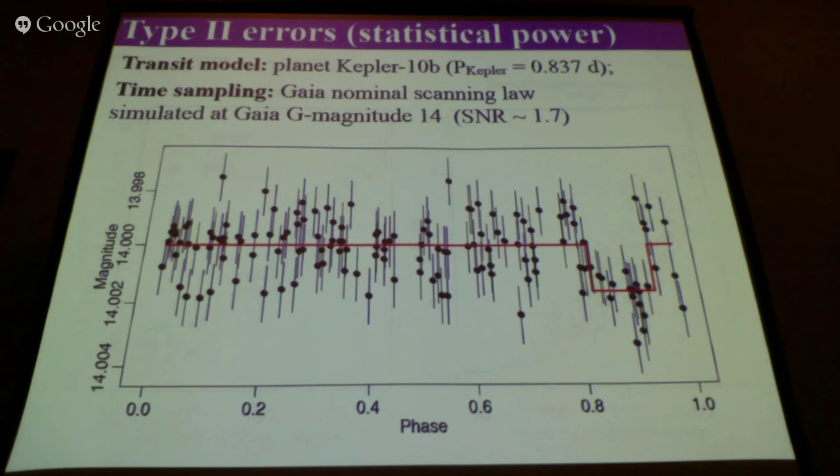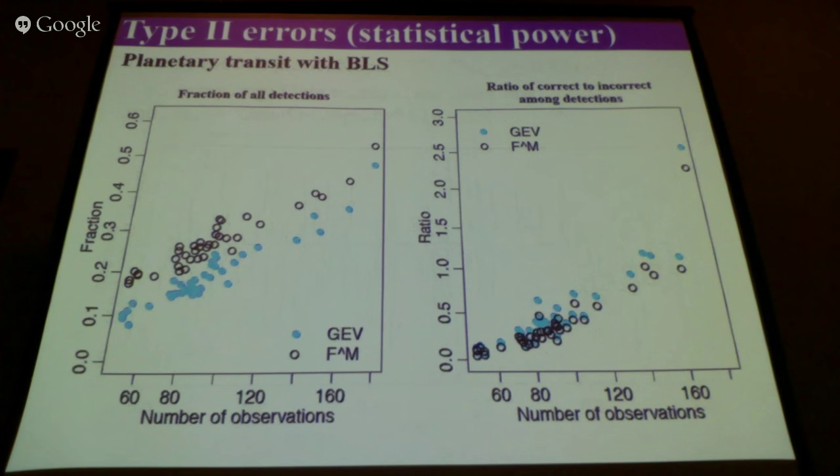If we apply the whole thing to transit models, this is a simulated transit model based on a limb-darkened planet, using the Gaia nominal scanning law, and the signal to noise ratio was fixed at 1.7. Gaussian error was added. Then it is very similar to what we observed. Again, the F2M method, the independence based method, gives more detections. On the other hand, the ratio between correct and incorrect detections is again more favorable for the generalized extreme value distribution.